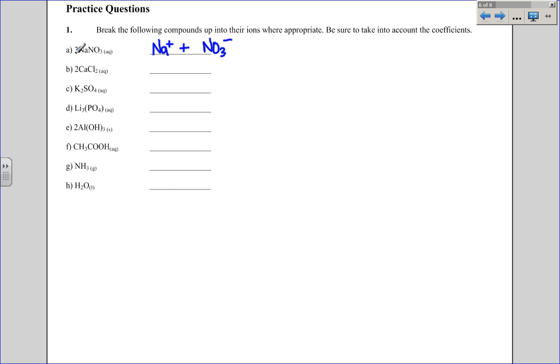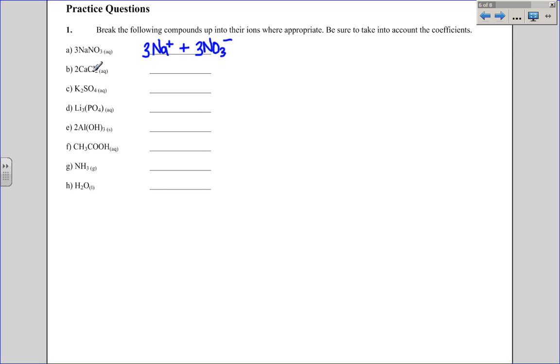Now we need to account for the coefficients here. So if I have 3 sodium nitrates that dissolve, I'm going to have 3 sodium ions and 3 nitrate ions. So it's a bit of a two-step process. You want to break up the ions, just like you would in order to do the reverse crossover method, and then you're going to apply the coefficient to make sure you have the correct number of ions.